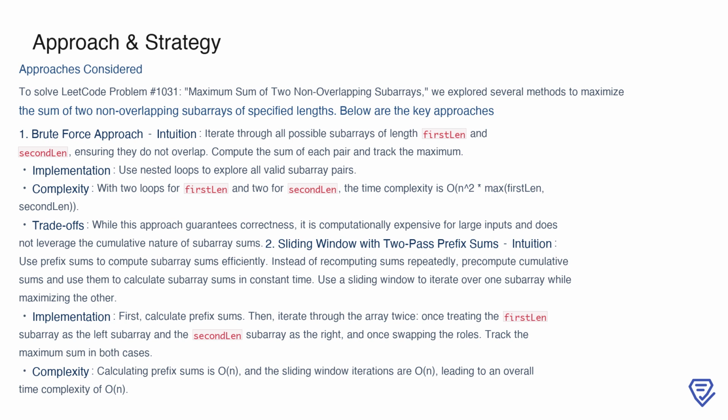On the other hand, a more efficient approach involves using a sliding window combined with prefix sums. By pre-computing cumulative sums, we can calculate subarray sums in constant time rather than recomputing them repeatedly. This method involves iterating over the array twice, once with firstLen as the left subarray and secondLen as the right, and once swapping their roles. The overall complexity is reduced to O(n), making it much more scalable.